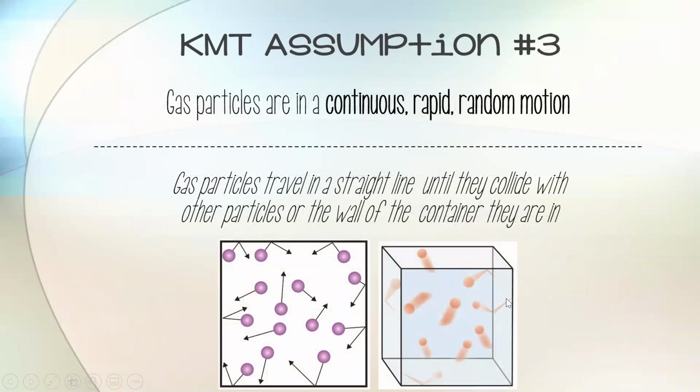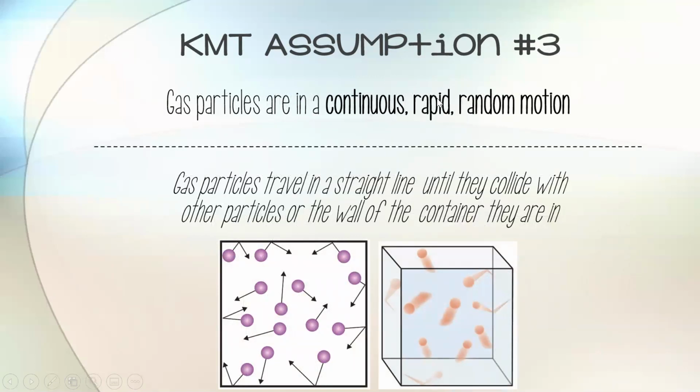Assumption number 3 is that gas particles are in a continuous, rapid, random motion. Continuous meaning they never stop, rapid meaning they're always at the very same fast pace, and random meaning they are randomly moving. So it doesn't matter which picture you look at, the one on the left is nice because it has straight lines. What we're saying is that these gas particles should continue in a straight line until they hit with something else and they're deflected. So they may hit into each other or they may hit into the container wall.